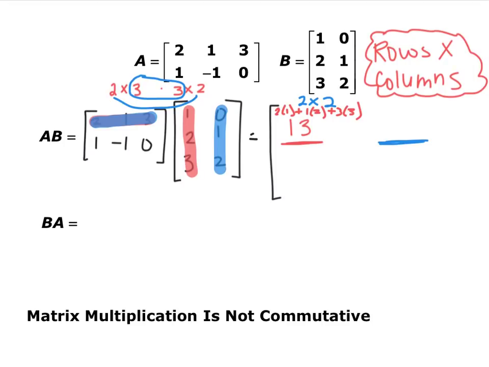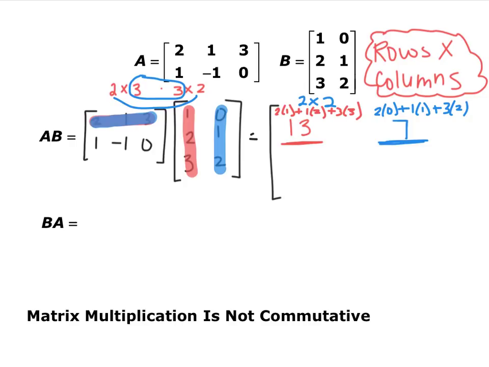So same thing, we're going to have the first entry, so 2 times 0. And then we're going to add the second entries, so 1 times 1. And then we're going to add the third entries, so 3 times 2. So our entry in the first row, second column ends up being a 7.